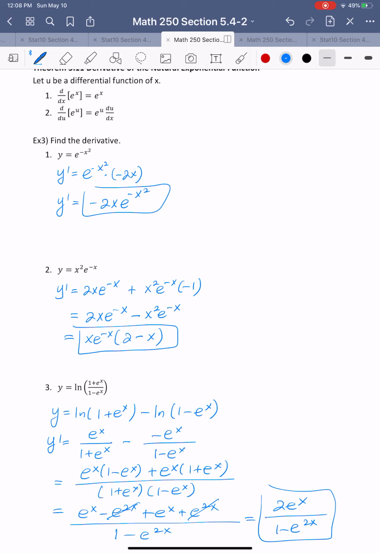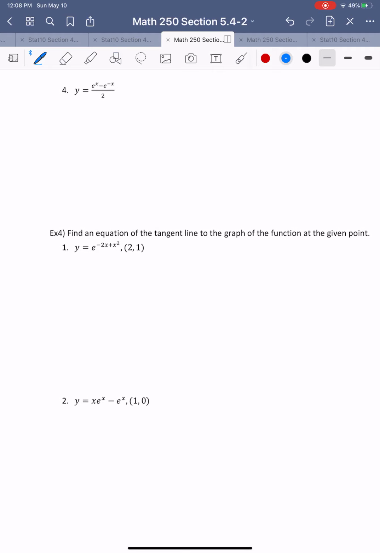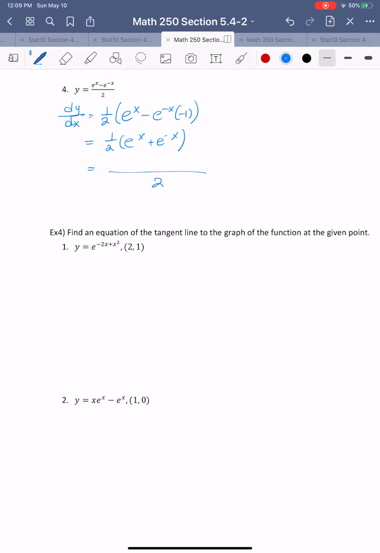Okay, number 4. Now I have y equal to e to the x minus e to the negative x, and I want to pull out the half of it. And then you take the derivative of e to the x minus e to the negative x, with the chain rule factor of negative 1. Then half of it becomes e to the x plus e to the negative x, which is the same as e to the x plus e to the negative x over 2.